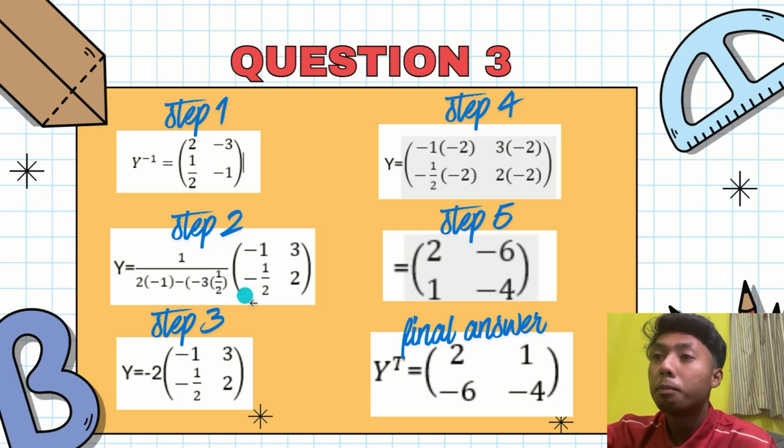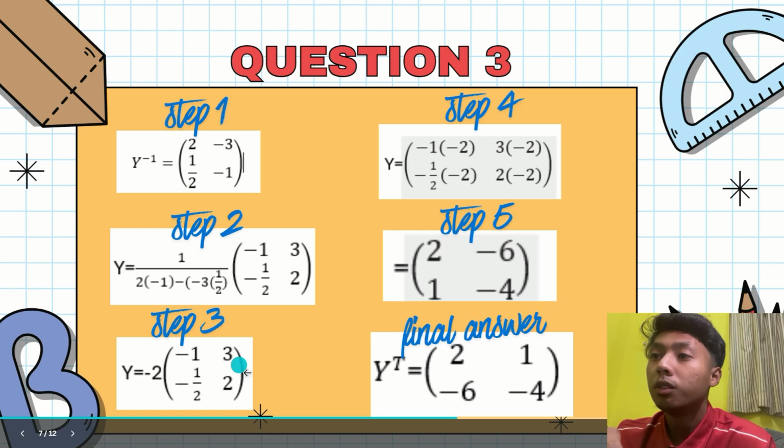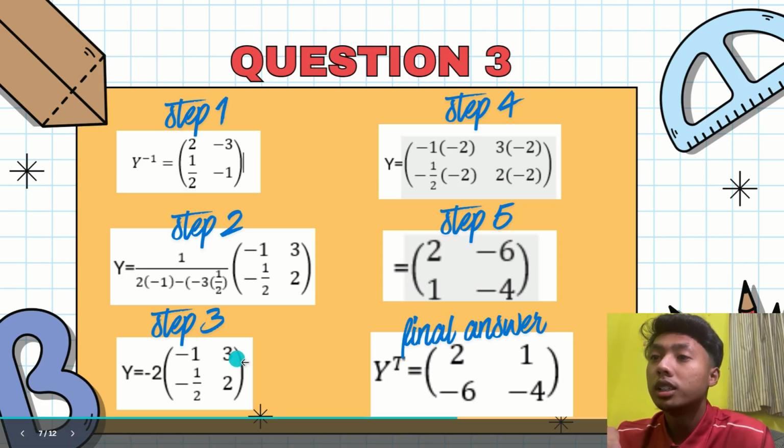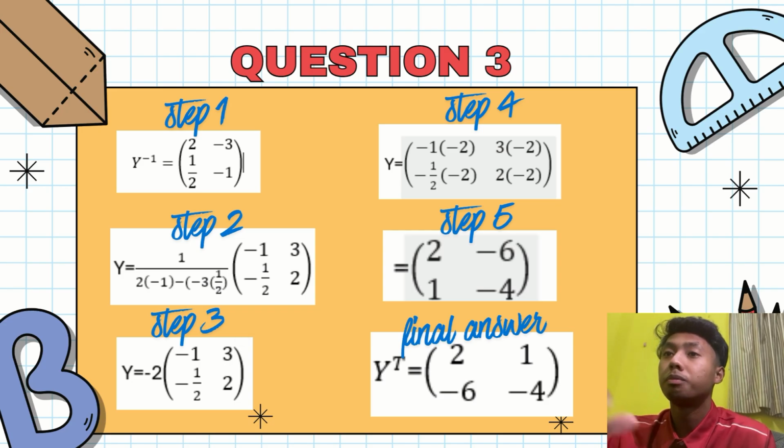Step 3, apply the inverse formula. Next, we apply the inverse formula for a 2 by 2 matrix. We swap the diagonal elements and change the sign of the off-diagonal elements. This gives a new matrix with elements negative 1, 3, negative 1 over 2 and 2. Then we multiply the entire matrix by negative 2, which is the reciprocal of negative 1 over 2. Okay, now go to step 4.